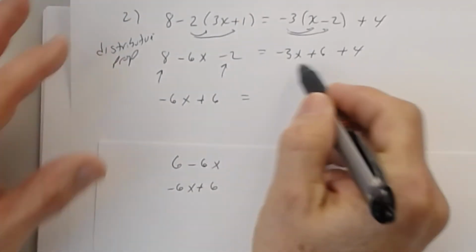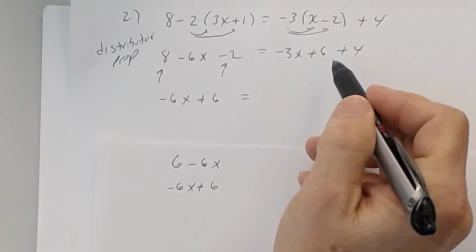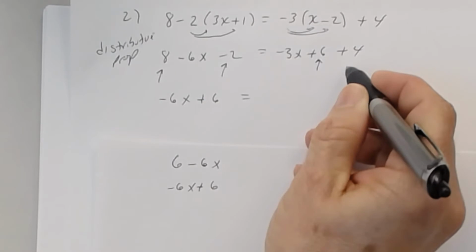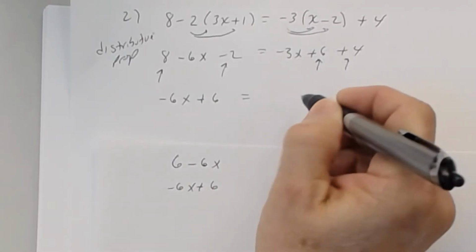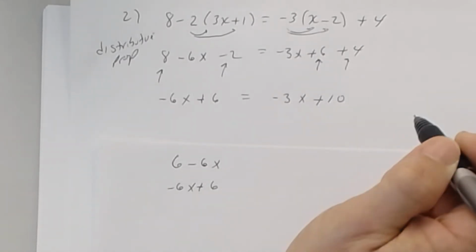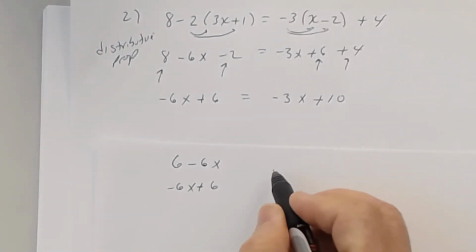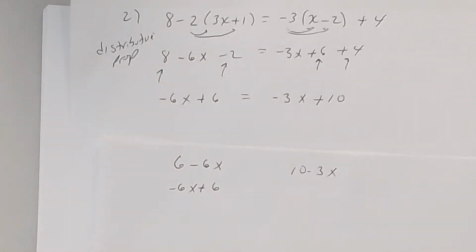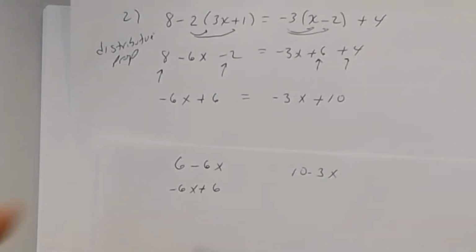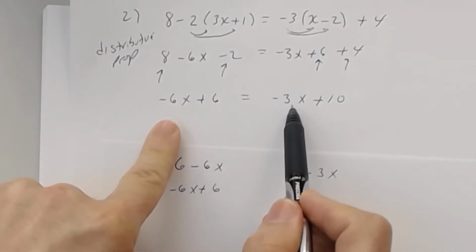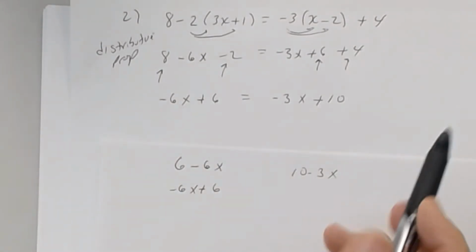Equal. How many terms are on this side? Can I combine any of them? And what are those called? Constants. So +6 and a +4 is a +10. So this becomes -3x plus 10. Someone else could have said 10 minus 3x. All right, so -3x plus 10 is the same as 10 minus 3x. But again, we tend to put the variable terms first. You don't have to, but it sometimes looks easier for students.